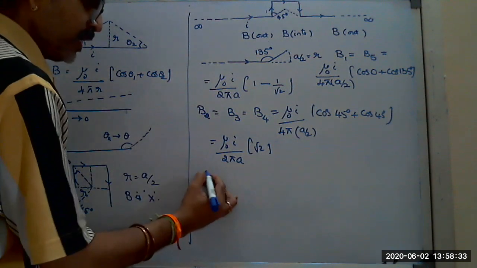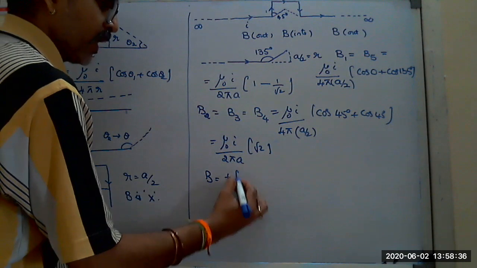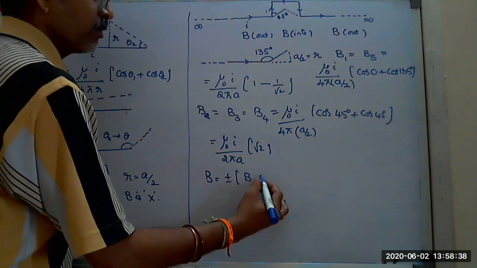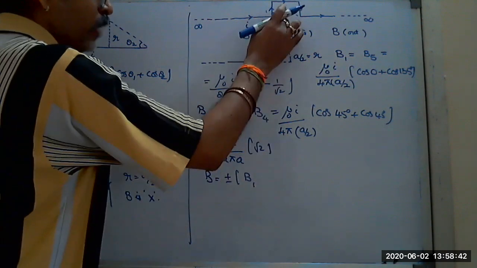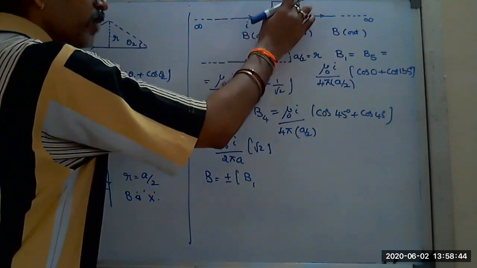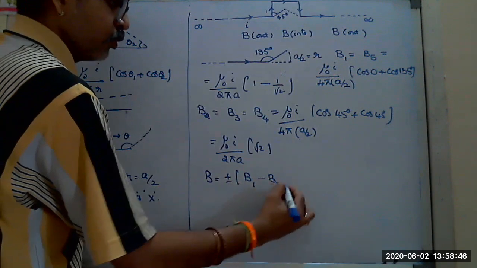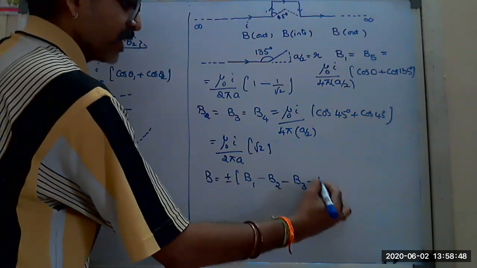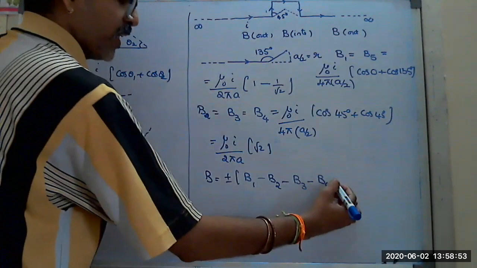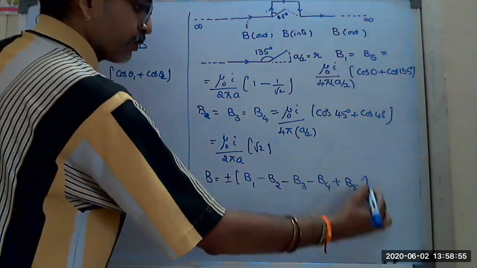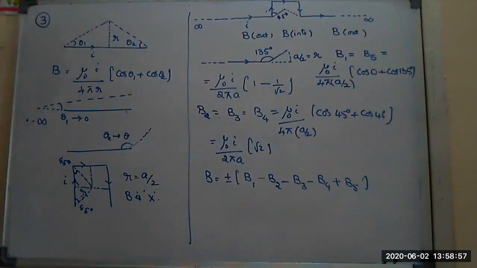So net B is equal to either plus or minus. We have to write B1. I'm taking out as positive, B1, and into as negative, so B2, B3, B4, I'm taking them as negative: B1 minus B2 minus B3 minus B4. And the fifth part is outside, so I'm taking it as plus B5. Okay, this is the story.